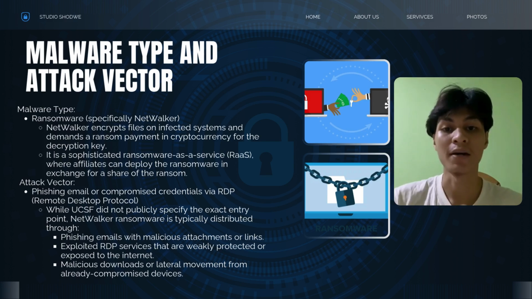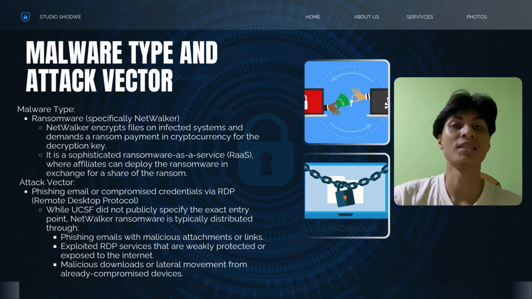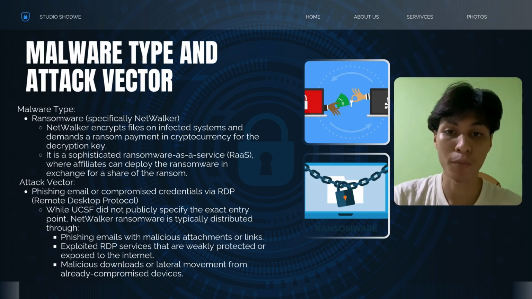To recover the encrypted data, UCSF negotiated with the attackers and paid a ransom of 1.14 million, a decision that drew public attention and scrutiny. Beyond the financial costs, the university faced reputational damage, concerns over data privacy, and potential legal risks related to compliance with regulations such as HIPAA. Although UCSF stated that no patients' medical records were believed to be compromised, the breach raised serious concerns about the cybersecurity resilience of research institutions.